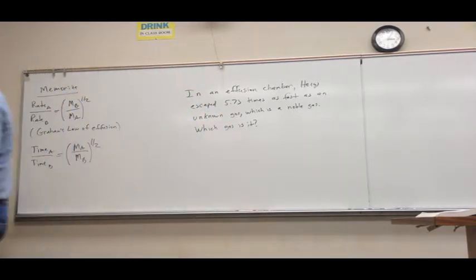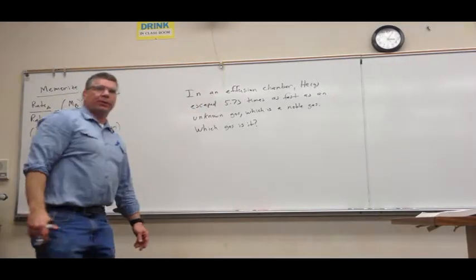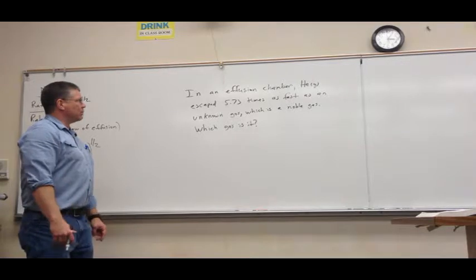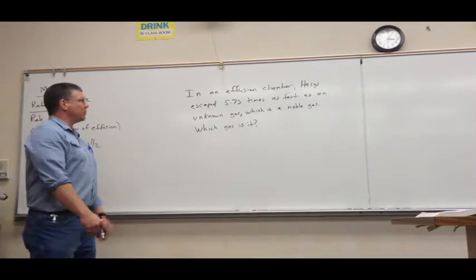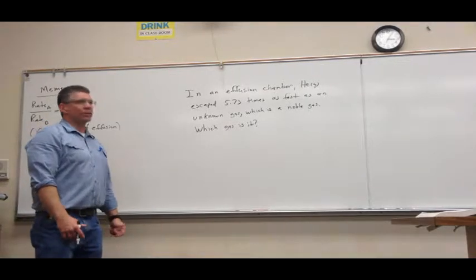So you have a fusion chamber set up. Helium's one of the gases, and there's an unknown gas. It's a noble gas, right? But you don't know which one it is in there. So it's the red and the black dots, right? And it ends up that helium escaped from the fusion chamber 5.73 times as fast as this unknown gas. Which gas is it?